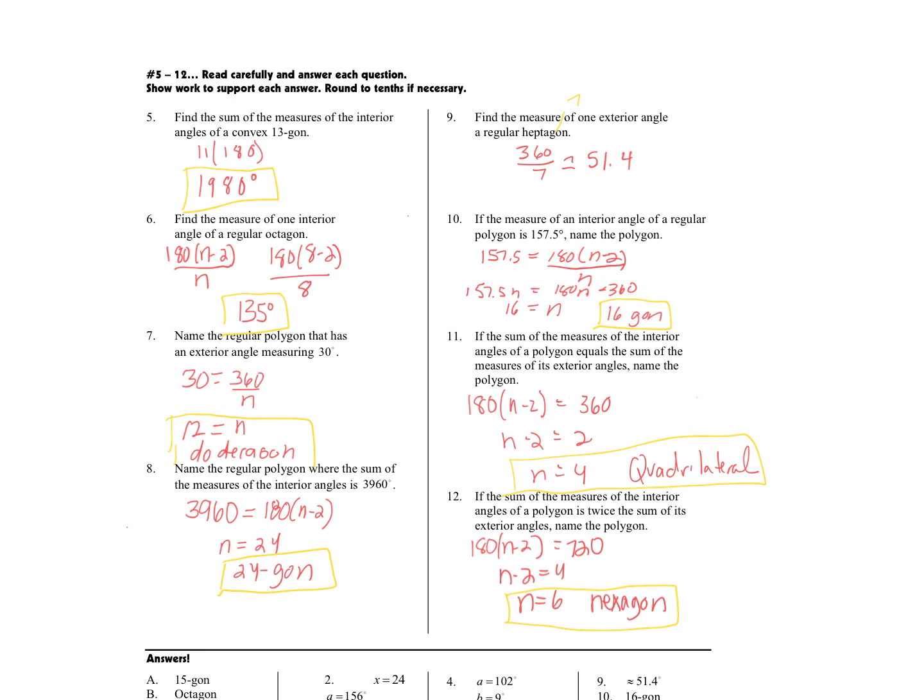If the sum of the measures of the interior angles of a polygon, that's this, equals the sum of the exterior angles, that's this, name the polygon, n equals 4, which is a quadrilateral. If the sum of the measures of the interior angles of a polygon, that's this, is twice the sum of its exterior angles, that's this, n equals 6, that's a hexagon.